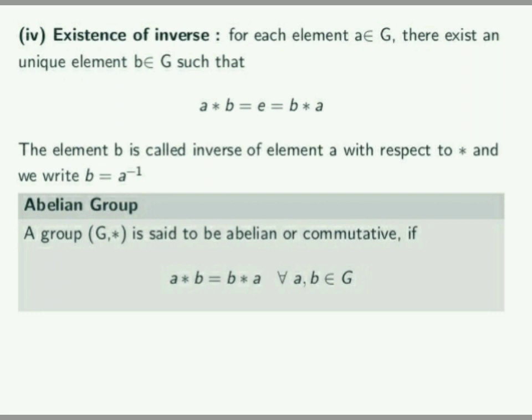Next definition, abelian group. A group is an abelian group if it satisfies the commutative law, that is a star b equals b star a for every a, b belongs to G. For example, the set of integers and the complex numbers are abelian groups under the operation multiplication.